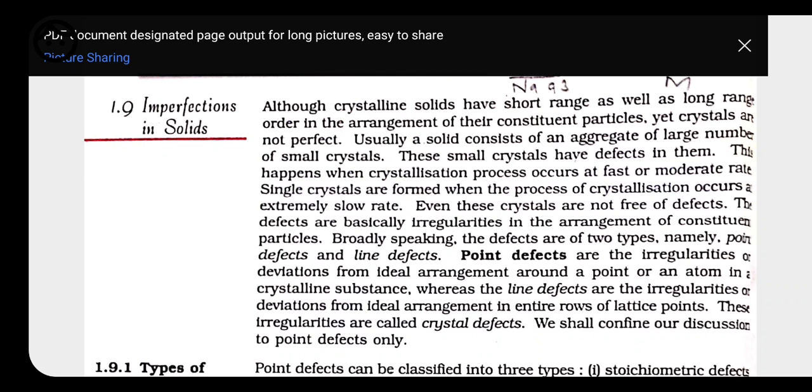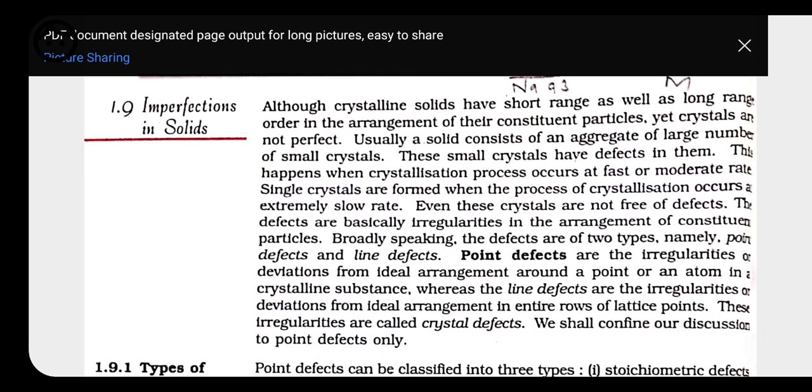But on increasing the temperature, or for some reason, sometimes it does happen that whenever a crystal is formed, the formation of the crystal takes too much time. It means the process is a very slow process. But if the formation of the crystal takes place in a very short time, or at a medium average time, or very fast, then sometimes some type of defects may occur. This type of defect is called imperfection in solid. So here we have different types of imperfection or defects in solids.